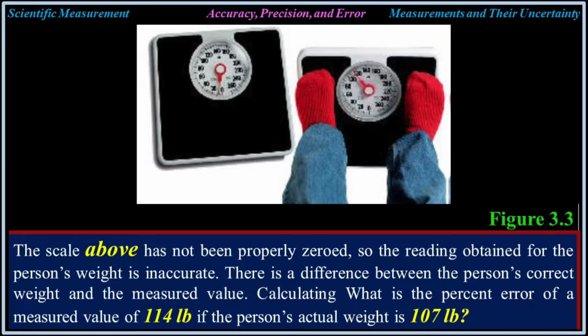The scale above has not been properly zeroed. This is figure 3.3. So the reading obtained for the person's weight is inaccurate. There is a difference between the person's correct weight and the measured value. Calculate the percent error of the measured value of 114 pounds if the person's actual weight is 107 pounds. So when you make measurements, you have to make sure that everything is zeroed. Very important.